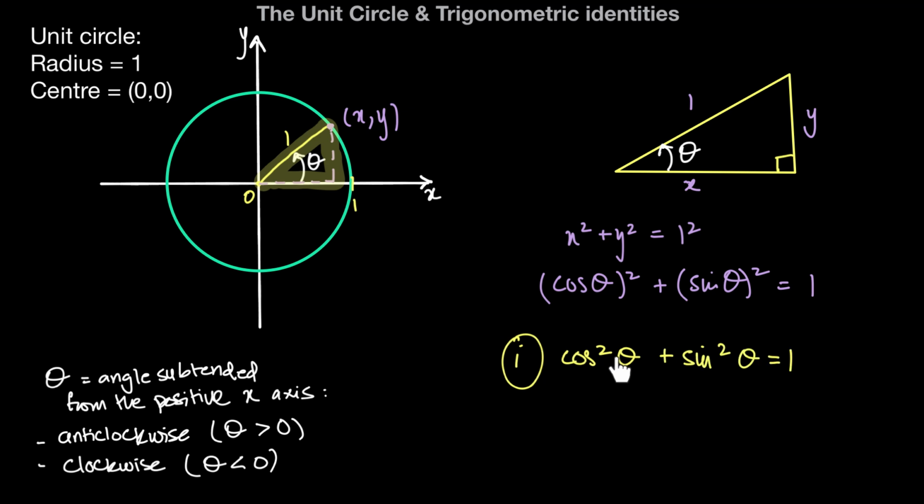And this gives us one of the trigonometric identities that we'll be using over the course of this entire syllabus for trigonometry. And the second trigonometric identity that we derived was that the tan of theta is equal to the sine of theta divided by the cosine of theta. And these are the two trigonometric identities that we'll be using over this math course.